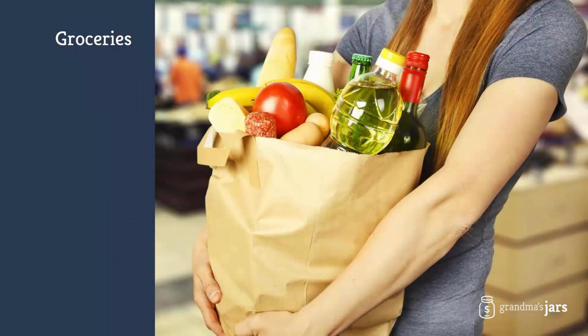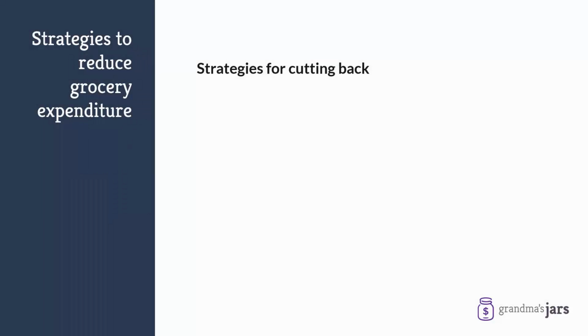The next area of overexpenditure is groceries. Now, this often surprises people because we all need to eat, but at the end of the day, we spend so much more on groceries than we need to just because of lack of planning and lack of routine. Here are some strategies you might want to consider when it comes to grocery shopping.